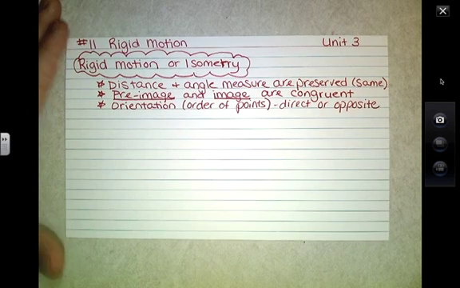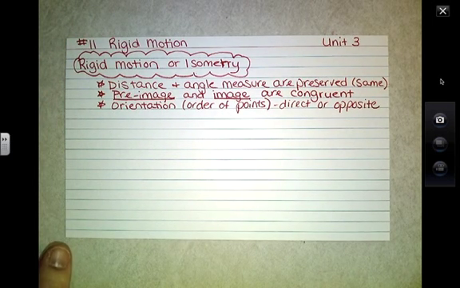Direct means that the order of the points remains the same as you go around the figure, and you'd have to choose a direction to look in. Opposite means that it's reversed. As we talk about each of the transformations individually, we'll talk about whether or not it's direct or opposite and why. So you just kind of need to know what orientation means right now, and then we'll talk about direct and opposite as we go.